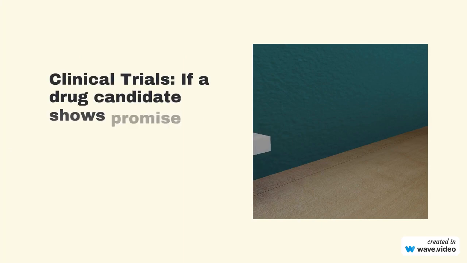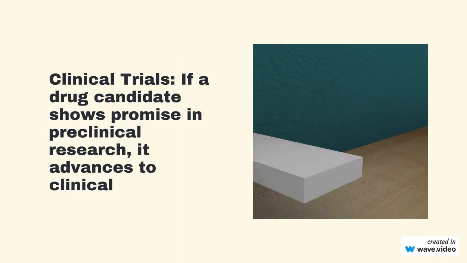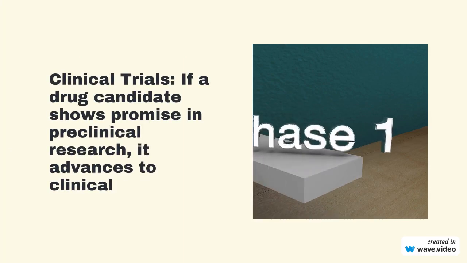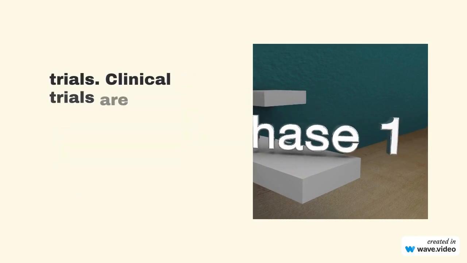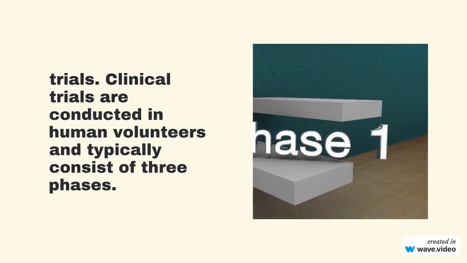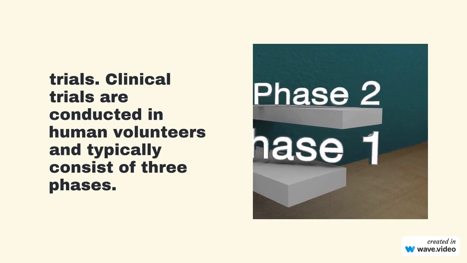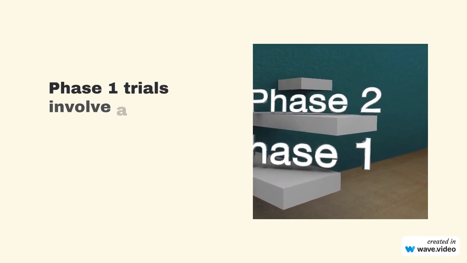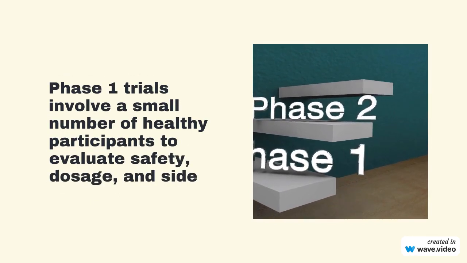Regulatory approval. After successful completion of clinical trials, pharmaceutical companies submit regulatory applications to health authorities, such as the FDA in the United States or the European Medicines Agency (EMA) in Europe. Regulatory agencies review the data from preclinical and clinical studies to assess the drug's safety, efficacy, and quality. If approved, the drug can be marketed and made available to patients.